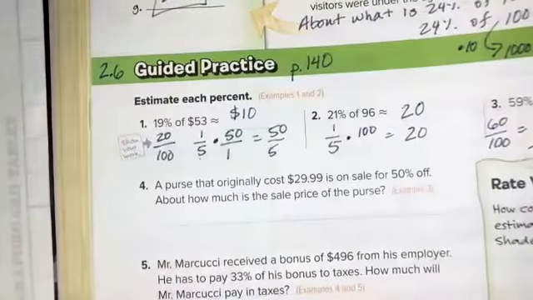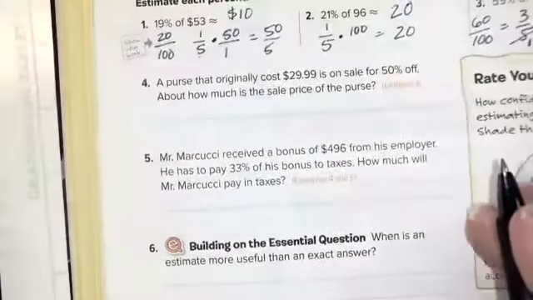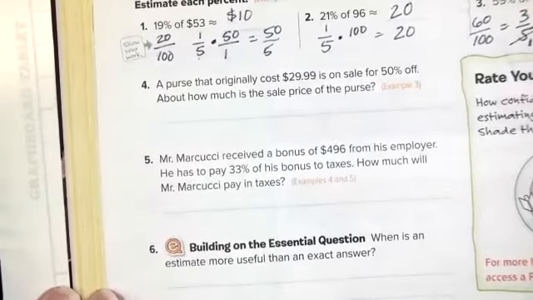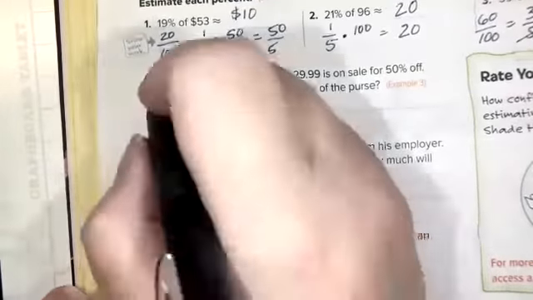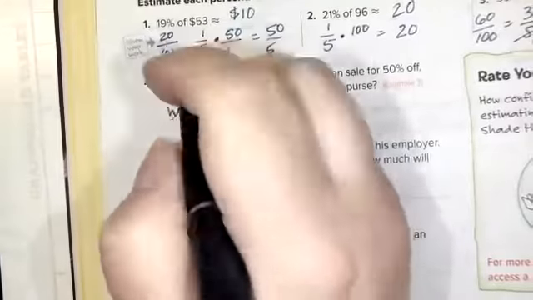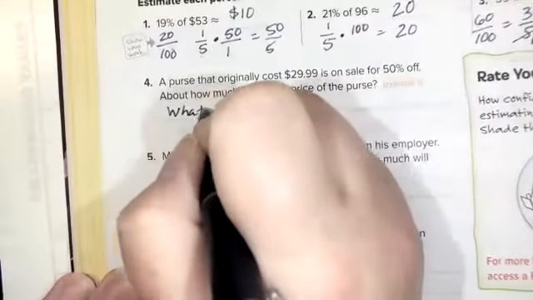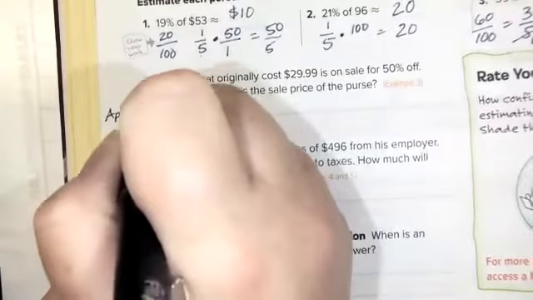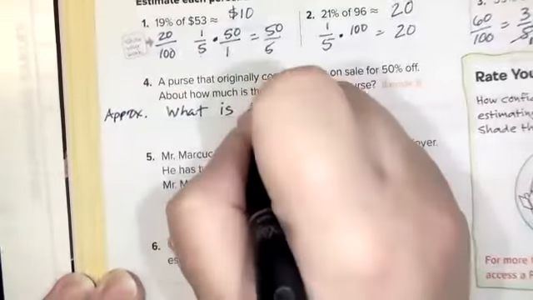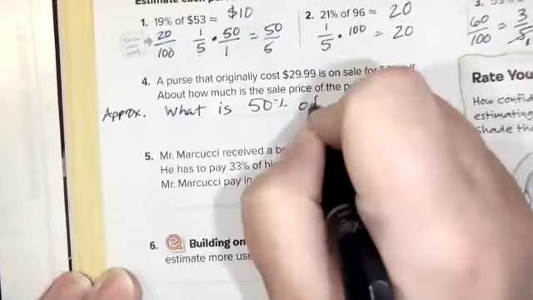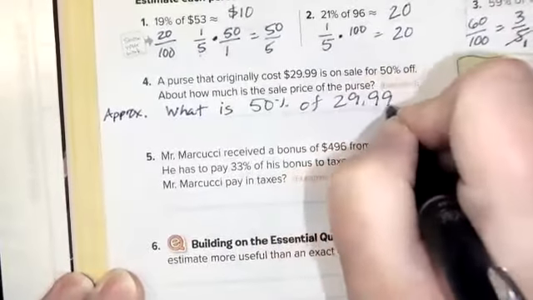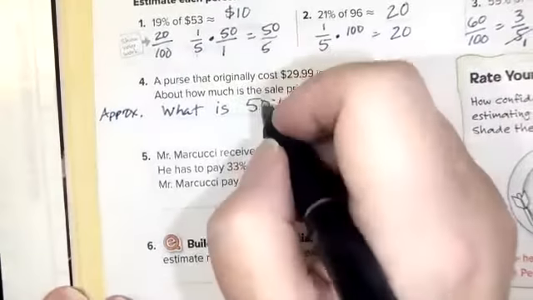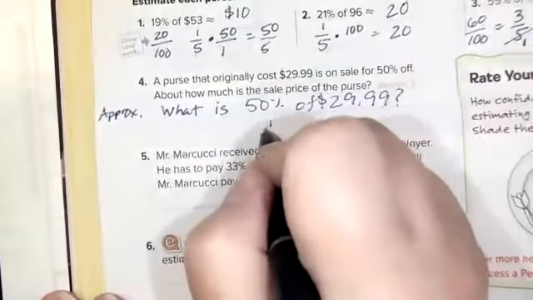Number 4, a purse that originally cost $29.99 is on sale for 50% off. About how much is the sale price of the purse? So the question is, approximately what is 50% of $29.99? Okay, so our answer is 50% would be 1/2.